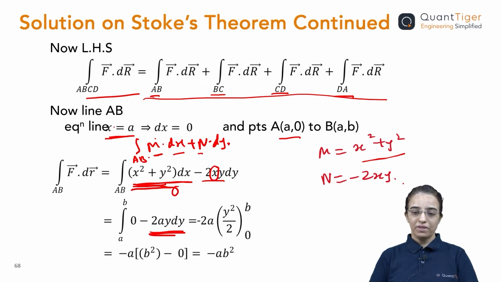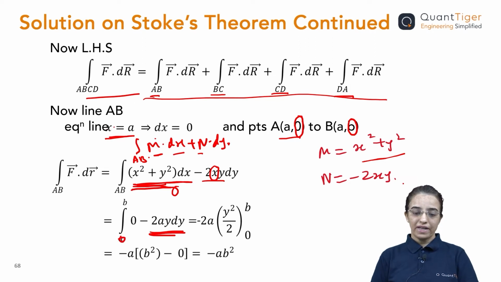So y का लिमिट जो है हमें ये ले लेंगे, कोऑर्डिनेट्स जो है, this is the y coordinates of point A and B. It is changing from 0 to B. So यहाँ पे 0 होगा, not A. So 0 to B it should be.